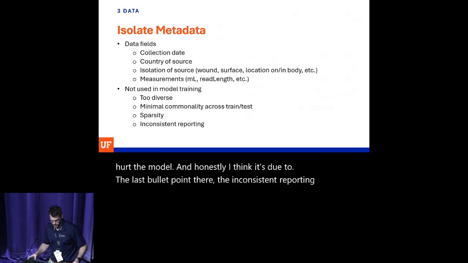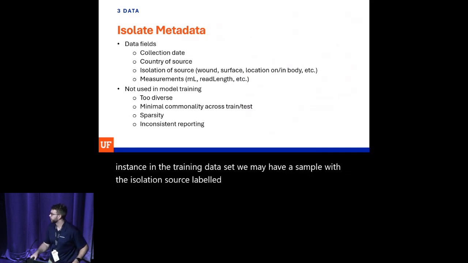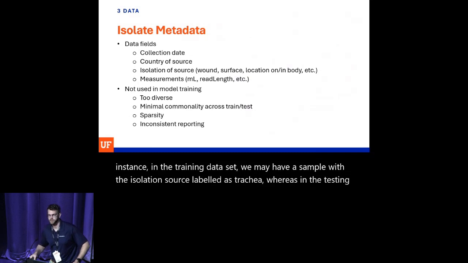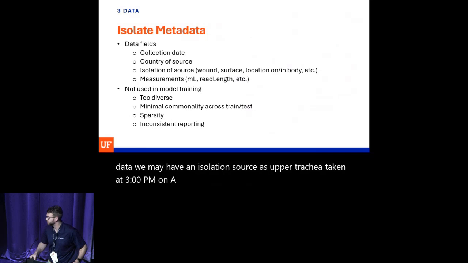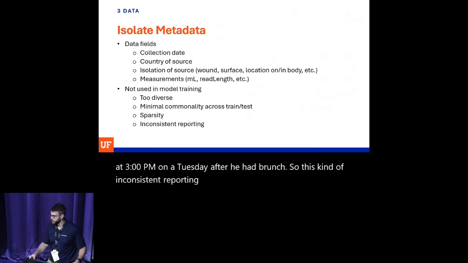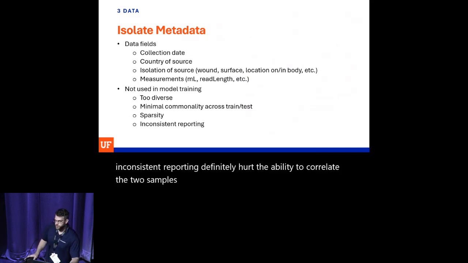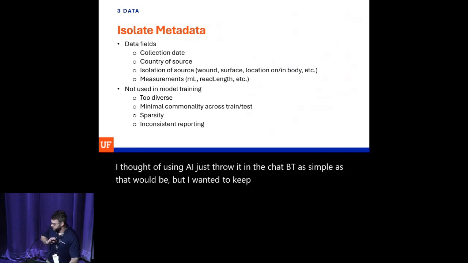So for instance, in the training data set, we may have a sample with the isolation source labeled as trachea, whereas in the testing data, we may have an isolation source as upper trachea taken at 3 p.m. on a Tuesday after he had brunch. So this kind of inconsistent reporting definitely hurt the ability to correlate the two samples together. I thought of using AI, just throw it into ChatGPT, as simple as that would be, but I wanted to keep it as baseline as possible, and so we just removed the data.